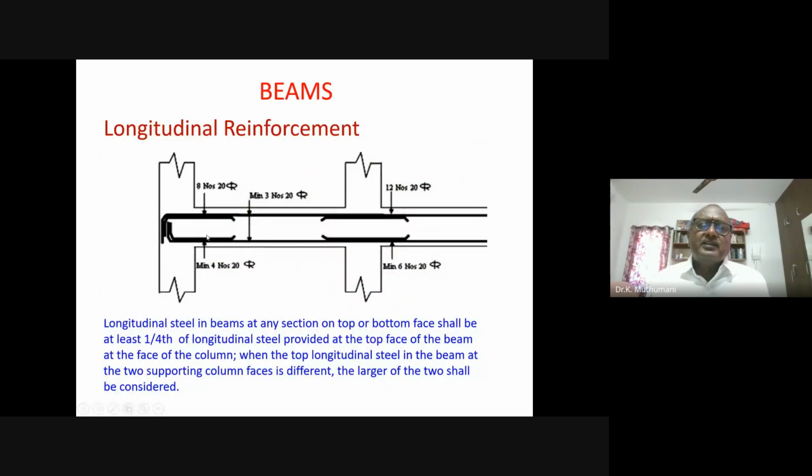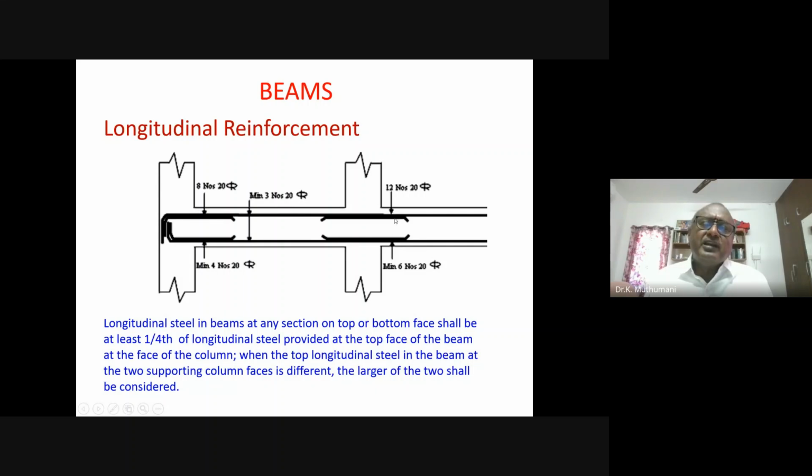Of course, this is what our code says. For example, if you are putting 8 numbers of 20 at the top, you put 4 numbers of 20 at the bottom, like that. In between, the minimum is 3 numbers of 20. If you design this, okay. If you don't design, the minimum is 3 numbers of 20. That means there is a percentage that is given, like that.